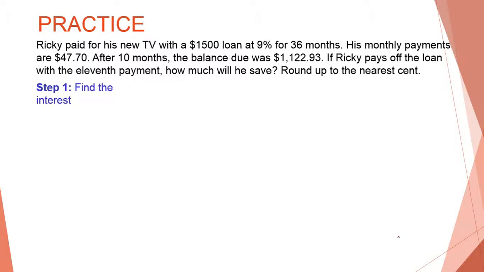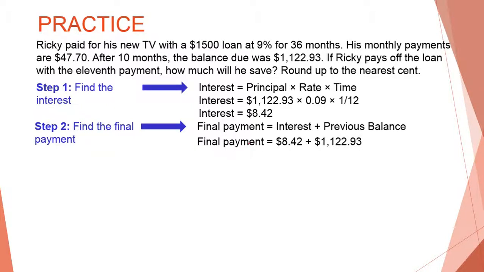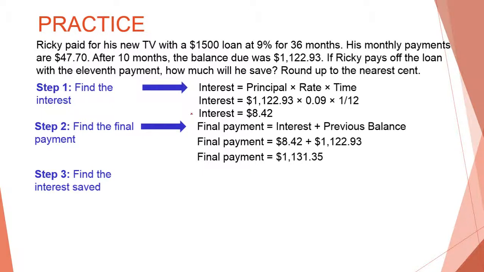Alright, again, first step, find the interest. That is $1,122.93 times 0.09 times 1/12, giving us the interest of $8.42. Next up, find the final payment. That's adding $8.42 to $1,122.93, giving us the final payment of $1,131.35. Next step is to find the interest saved.